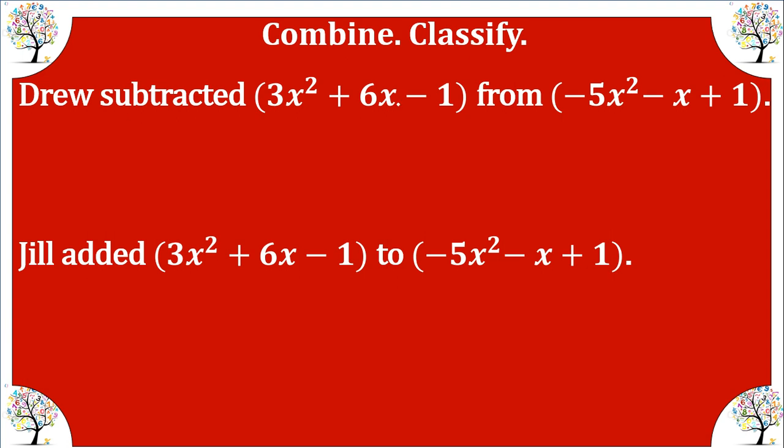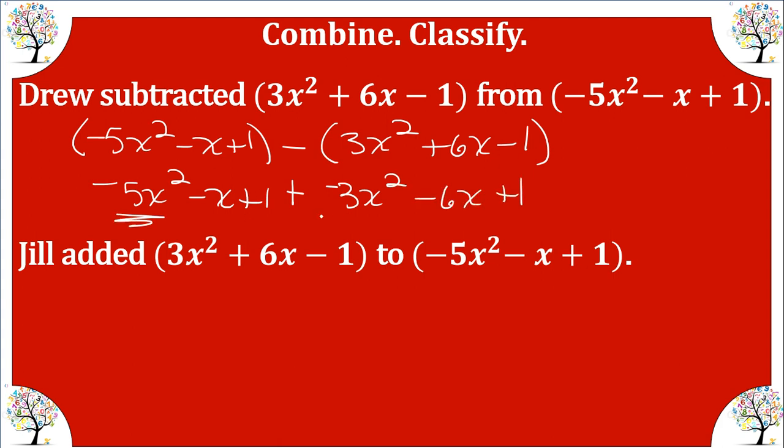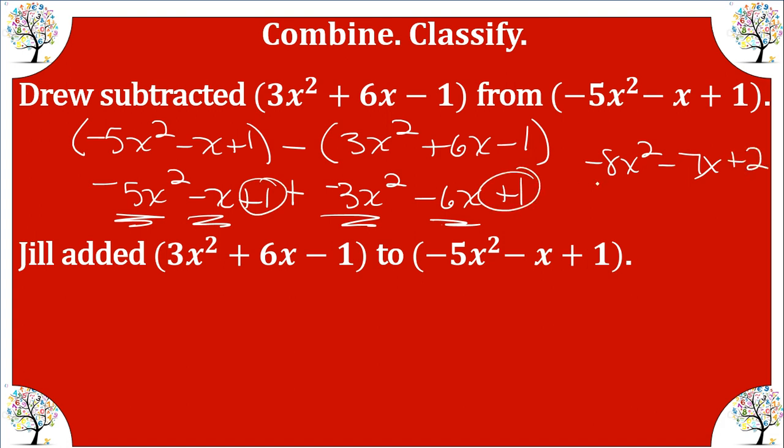So Drew subtracted this trinomial from this trinomial, so we have to flip-flop negative 5x squared minus x plus 1, subtract 3x squared plus 6x minus 1. So we're going to keep the first one as it is. We're going to change subtract to add, and then change all of these to their opposite signs. And we're going to combine like terms. So our quadratic term is negative 8x squared. Our linear term is negative 7x. And our constant is 2, a quadratic trinomial.